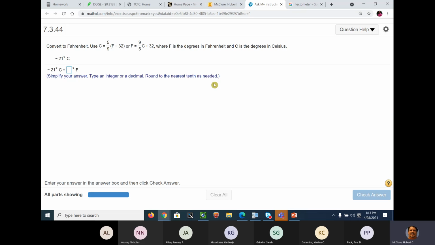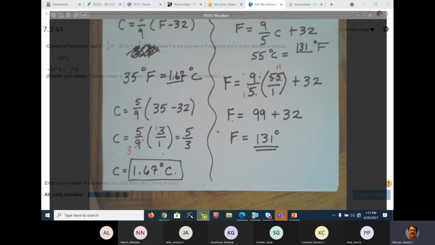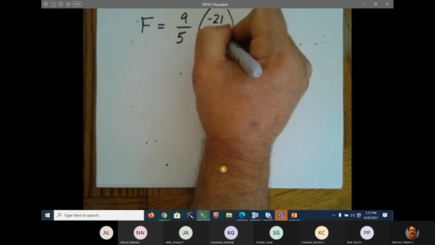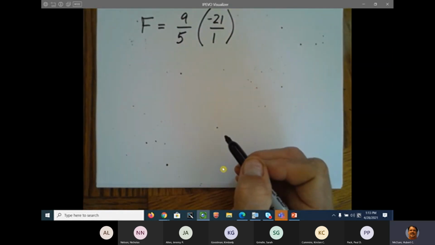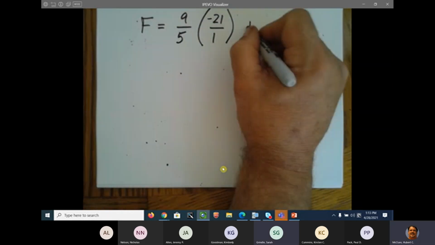All right, which one are you going to leave? Which one are you given, Celsius? So you're going to plug that in. I'm going to start you off. F is equal to 9/5 times negative 21 degrees Celsius plus 32.